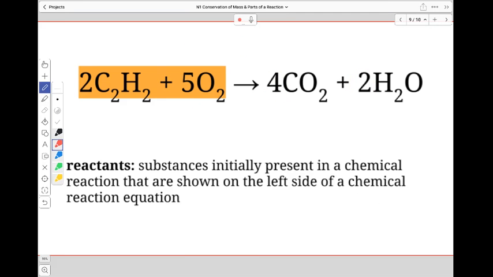These are called your reactants. The things that are always on the left side of the arrow, these guys right here, are known as our reactants. They are, like I called them before, the starting materials.